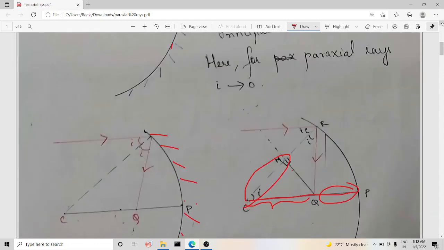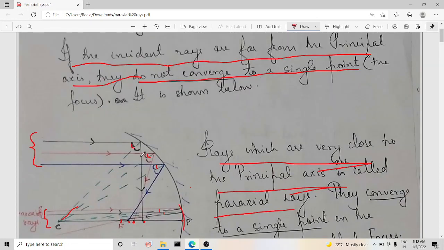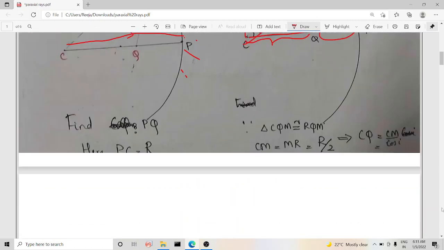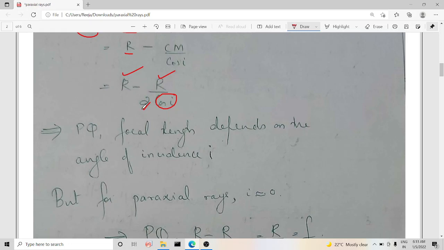But I told you here that as we come closer to the principal axis, when we consider rays which are very, very close to the principal axis, the angle of incidence becomes nearly equal to 0. So for the paraxial rays, it becomes 0. Whereas when you go farther and farther away from the principal axis, the angle of incidence goes on increasing. So the rays converge to different points because the focal length is different. We found out here that focal length depends on the angle of incidence.